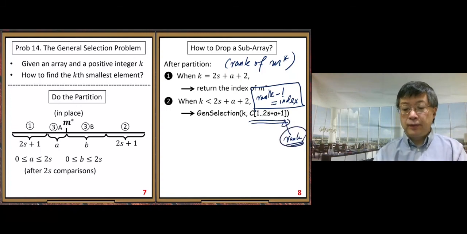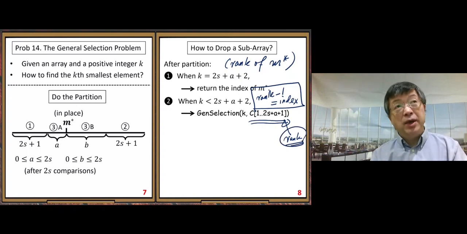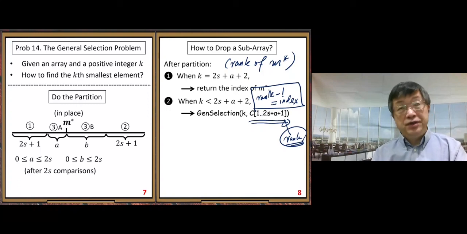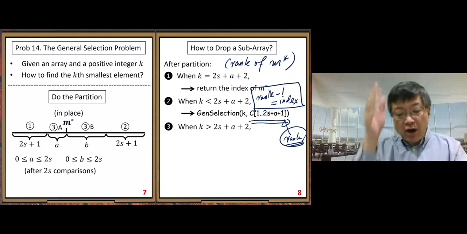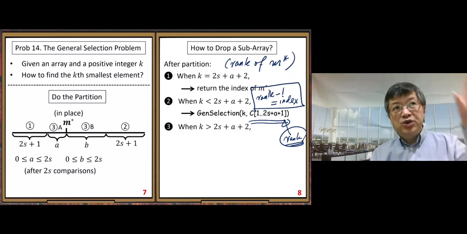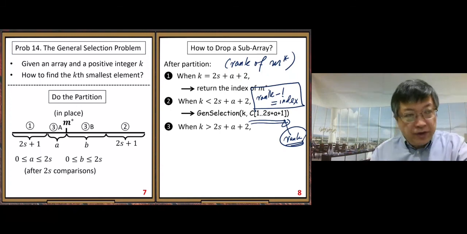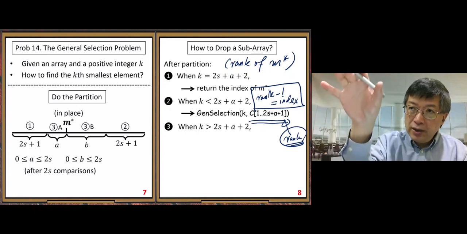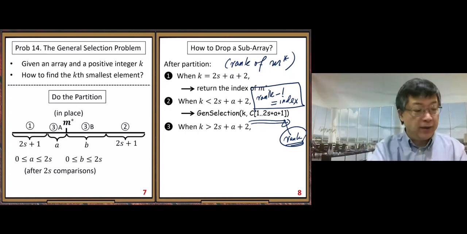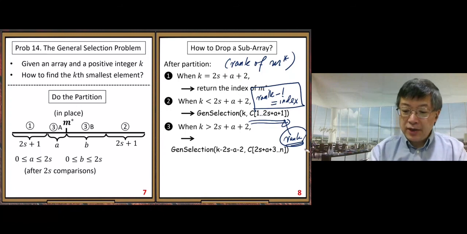Rank number can be converted to the index number. So you can find those elements in this array. So you call it and it returns. Third case, when k is greater than the rank number of M star, this time we should drop the left subarray and do recursion on the right subarray. So that's like this.